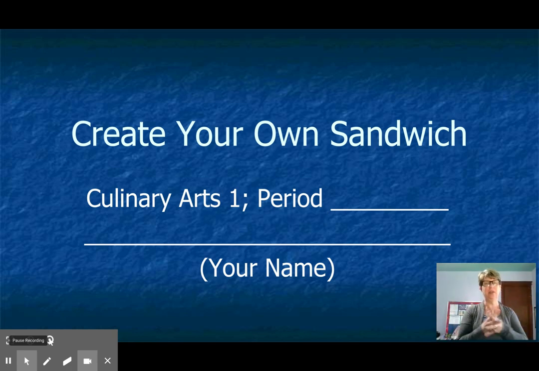Class, I am so excited for this: creating your own sandwich. What is the most popular food anywhere in the world? Sandwiches. Easy, transportable, put it all together, put it in a bag, away you go. It is eaten for breakfast, lunch, and dinner, depending on where you are in the world.